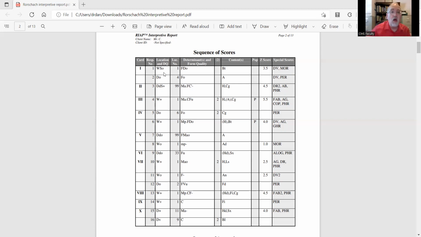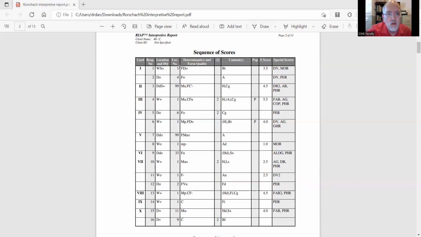And then again, this O, now keep in mind the thing about this O that you're seeing here. O stands for ordinary. So in this case, it is a whole response where space was also used, and based on the Exner system, it is considered an ordinary response.